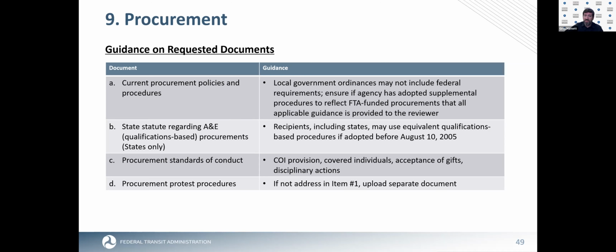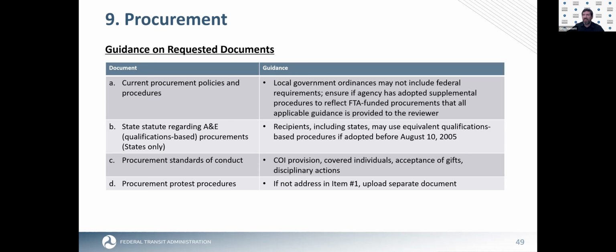If you're in a state, though, you might have a substantially similar qualifications-based procedure that reads a lot like the Brooks Act, but it's specific to your state. If that was adopted before August 10th, 2005, as you can see here, you would want to provide that along with your RIR response. Moving on to item C, procurement standards of conduct.